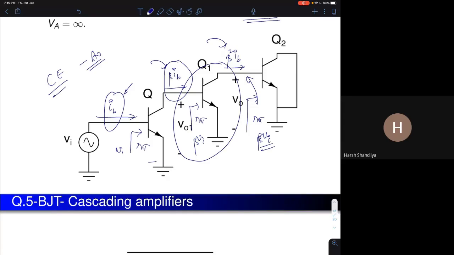You're right. If you cascade n amplifiers, we are going to get beta power n. There are two stages here. Two stages give you beta square. Three stages will give you beta cube and so on. So it will be beta power n. It's not beta power n minus 1. It will be beta power n.